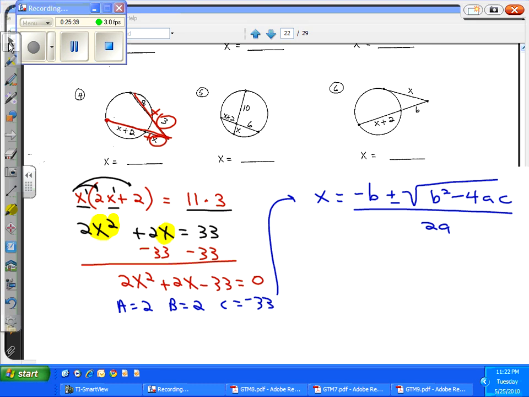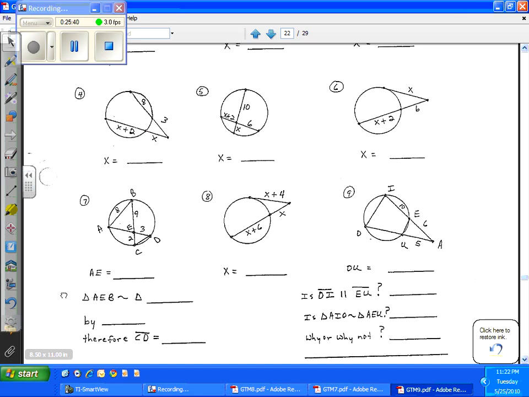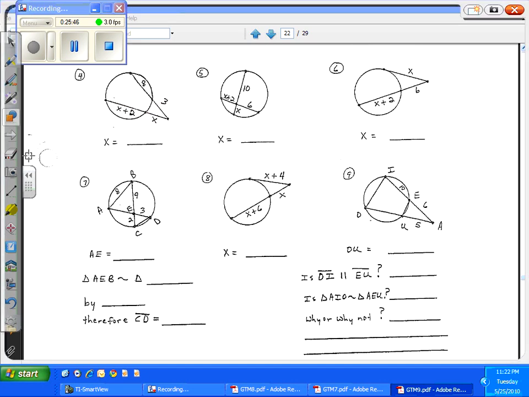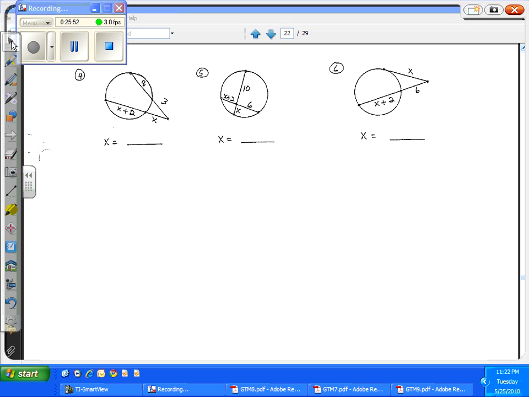Number 5. We're going to get some good experience with some quadratic stuff here too. See, this is good for you. You got lots of the new stuff going on. We got a lot of old math going on.